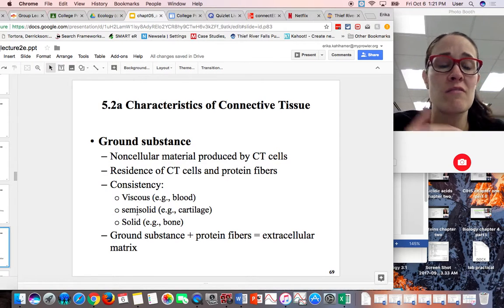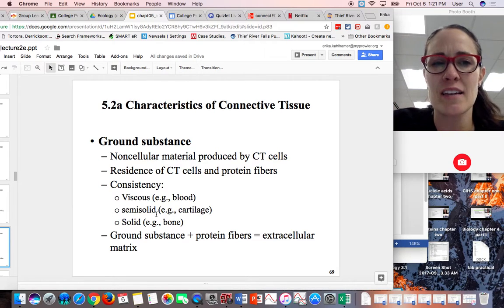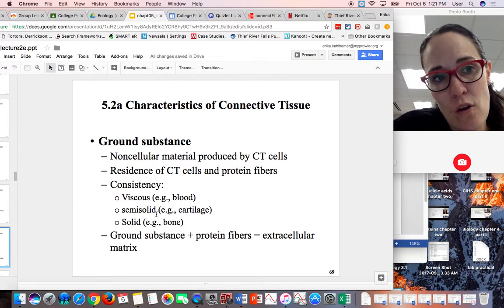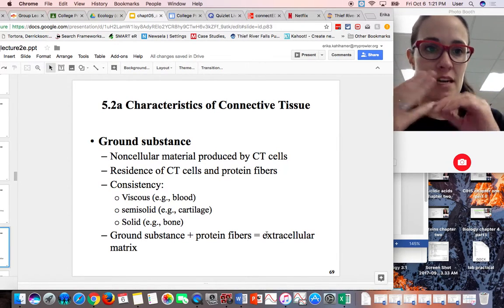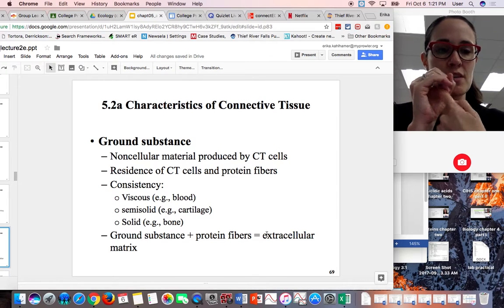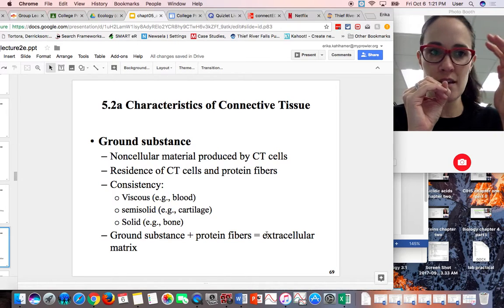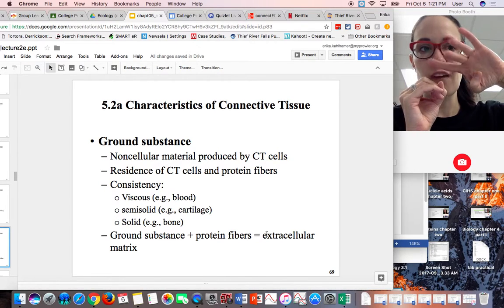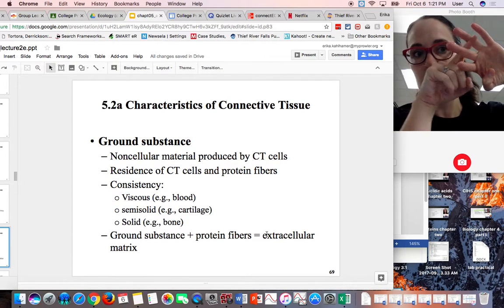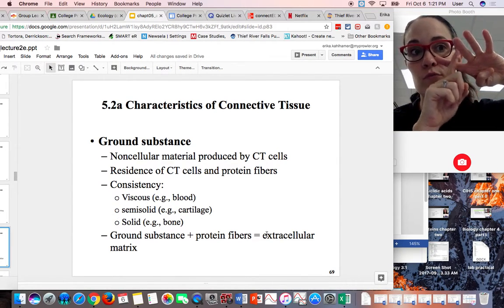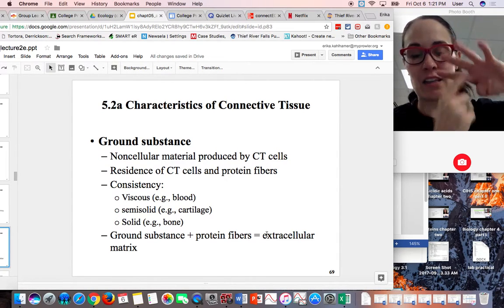Ground substance can either be viscous, like in blood, semi-solid, like in cartilage, kind of like jello, or solid, like bone. So anything outside the cell. If we have a bone cell here, it's round, it's called an osteocyte. Anything outside of that is called extracellular matrix. This includes the fibers and then the ground substance. This ground substance, the stuff in between the fibers, can be liquid or semi-solid or solid.